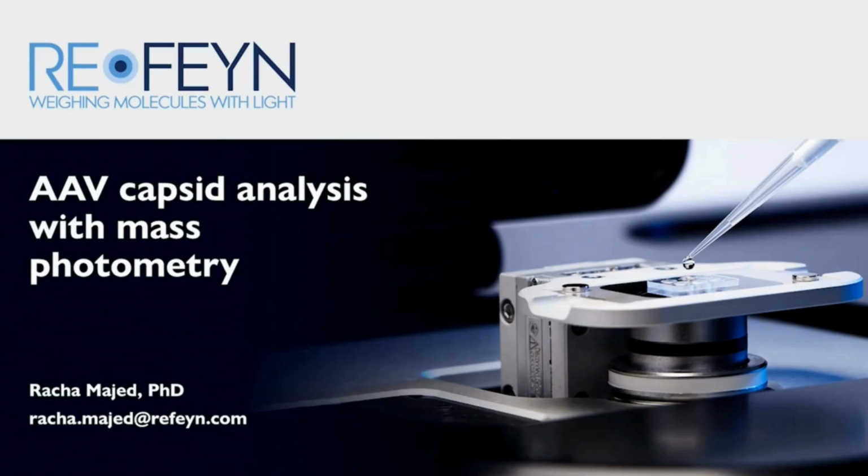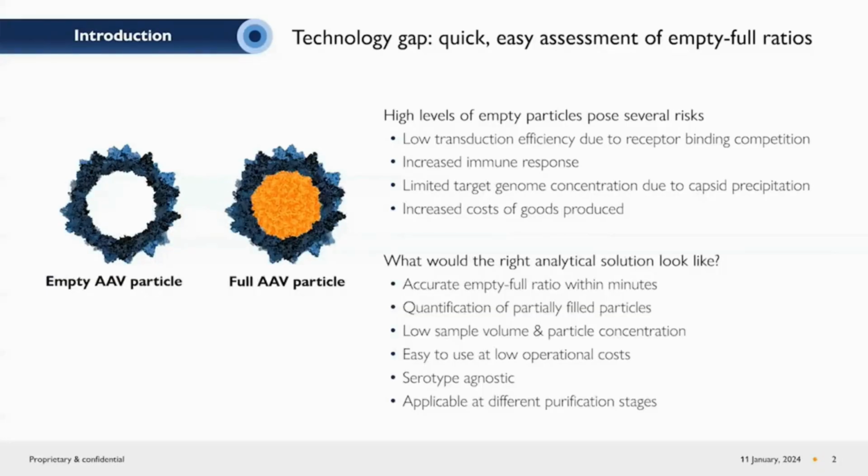So, as you might be aware, one of the biggest challenges in the gene therapy industry is the high level of empty particles, or empty AAVs, that can be produced, because those high levels of empty particles can pose several risks, from low transduction efficiency to an increase in the immune response to an increase in the general cost of goods produced.